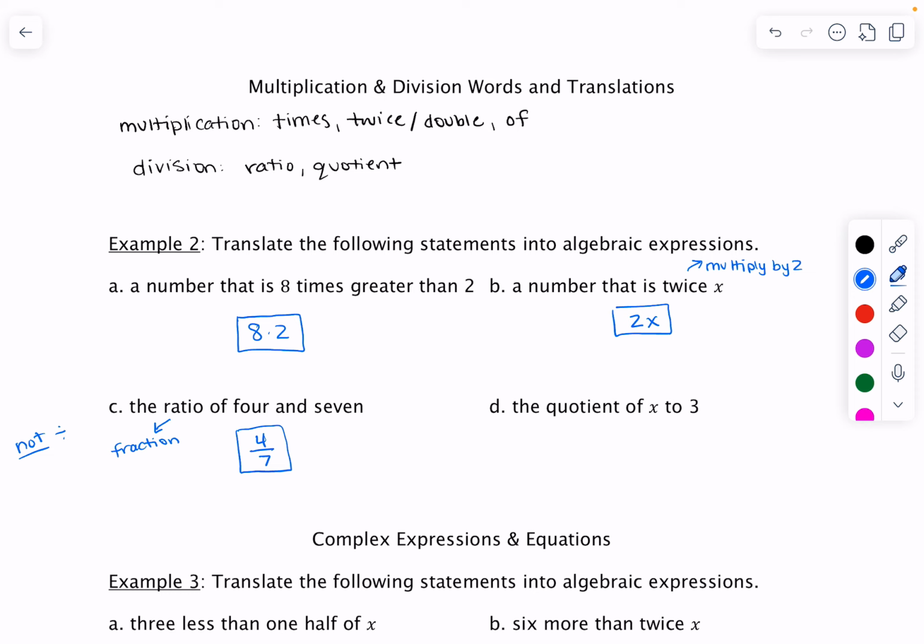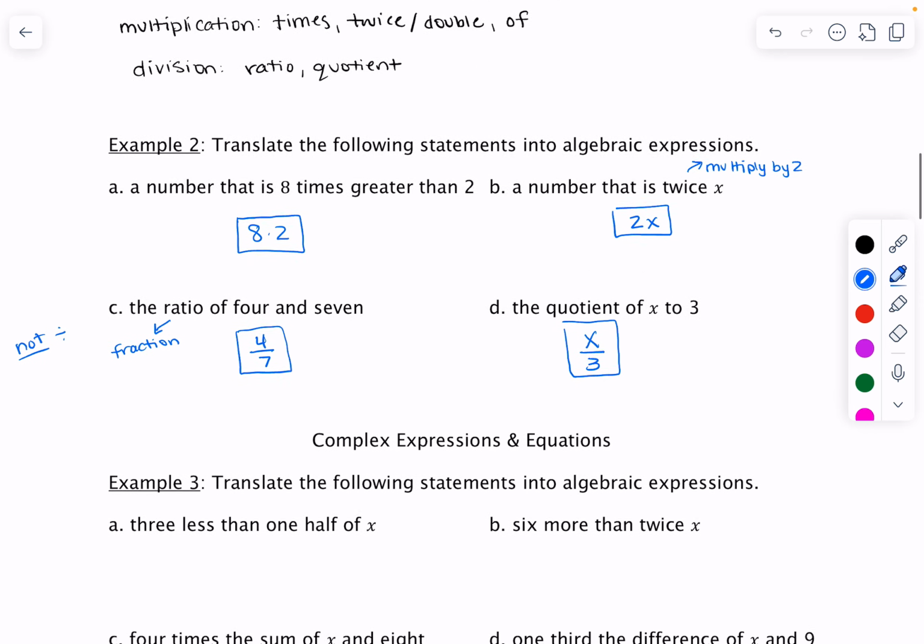And for letter D, the quotient of x and 3 is going to be x divided by 3. Okay. So those are translating algebraic expressions from language. So we're translating those.